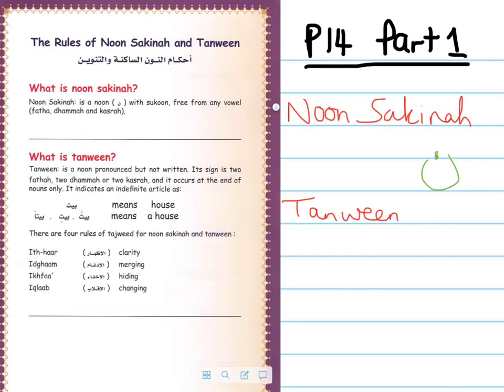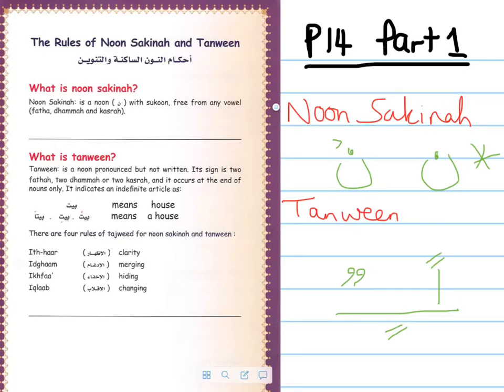So in other words, this Nun here has either nothing on it or it has a sukoon on it, which looks a bit like that. The term Tanween is what we use to describe the two fathas and the two kasras and the two dhammas: an, in, or un. That's what we mean by Tanween.